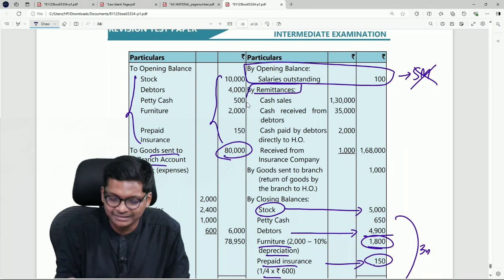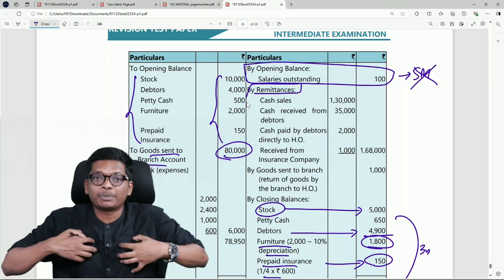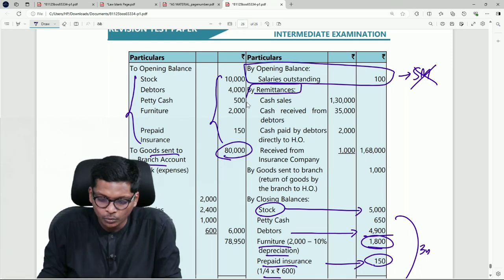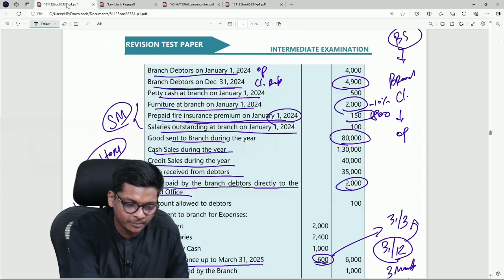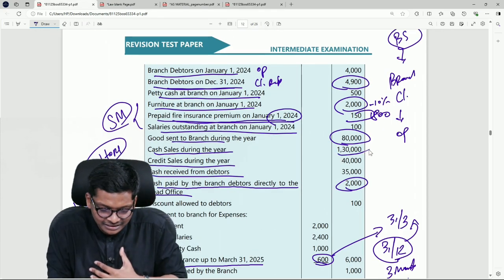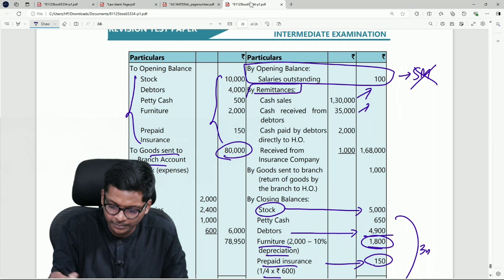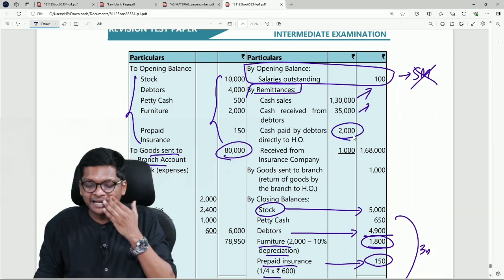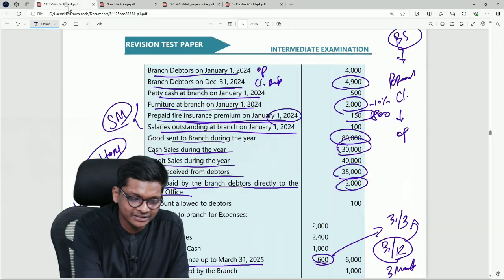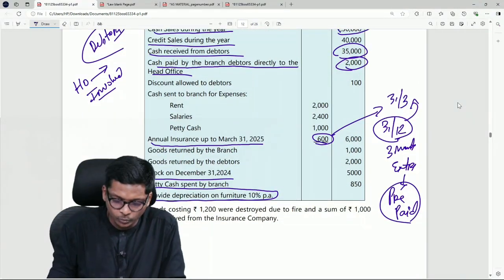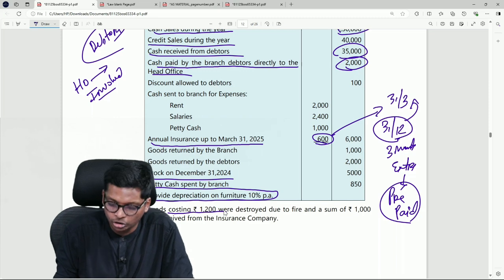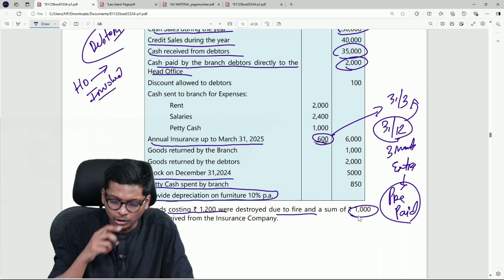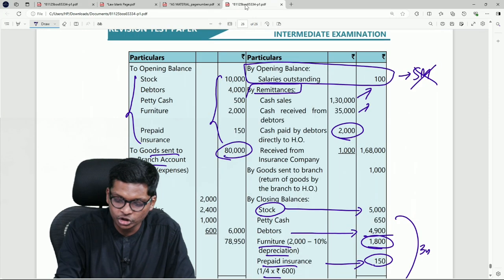By remittances. What all cash branch received? Look at this. What all cash branch received? It will go from branch to head office. Cash sales, cash received from debtors. Every sum we do this. Cash sales, cash received from debtors, cash paid from branch debtor directly to head office. And in the question they have given downward new adjustments. Goods costing 1,200 were destroyed due to fire and 1,000 was paid by the insurance company.